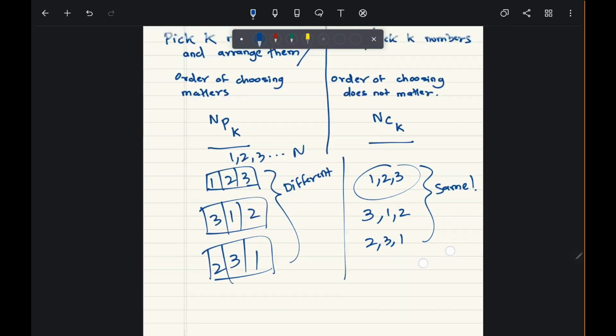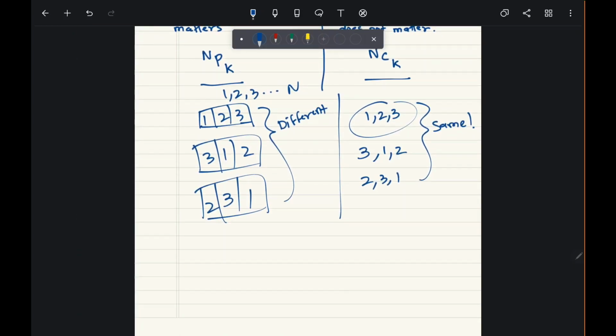So obviously in permutations you have a lot of repeated cases if these are combinations. So let's say you have x number of total possibilities in permutations.